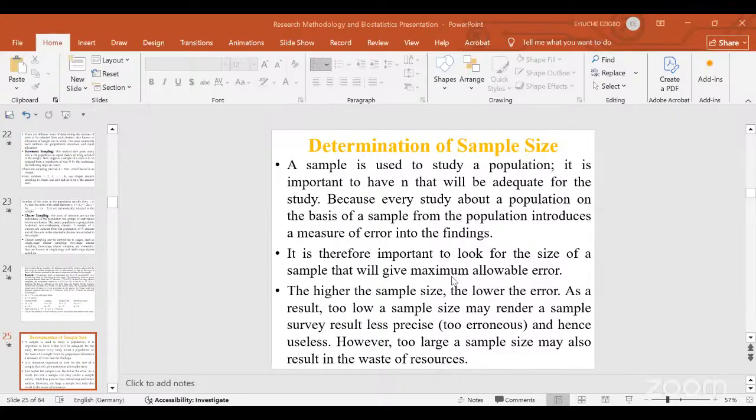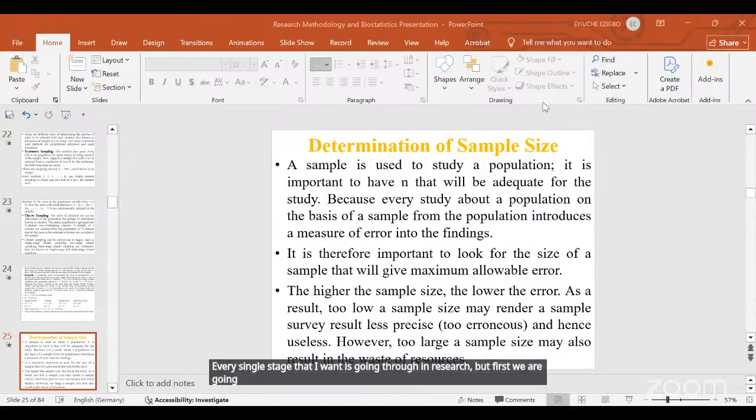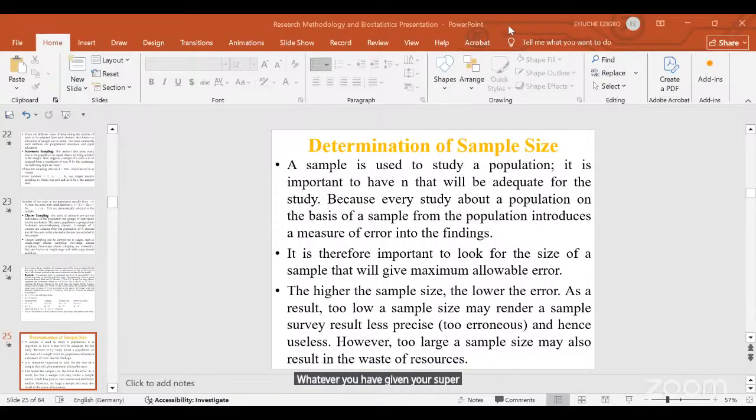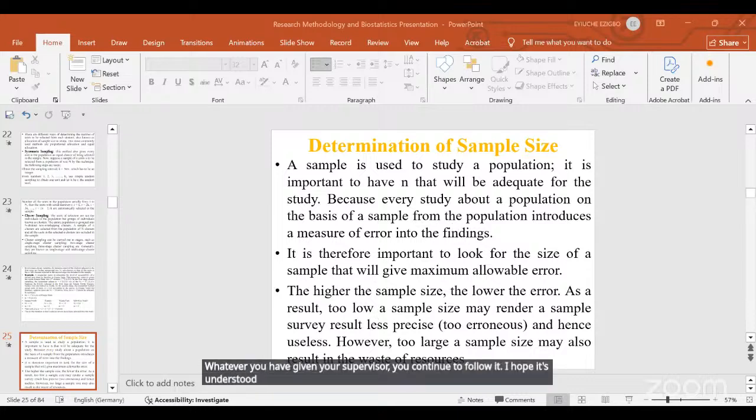So we use so many things to determine the sample size. I have said before, every single stage that one is going through in research, of course you are going through with your supervisor. Whatever you have agreed with your supervisor, you continue to follow it. I hope it's understood. But what is not correct, I want to say this because I have seen this kind of thing happen in research.